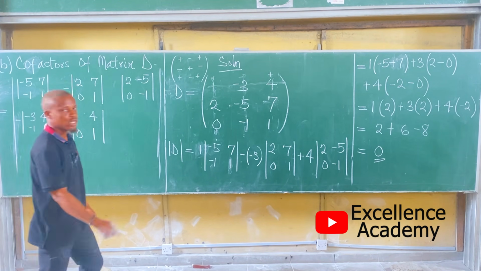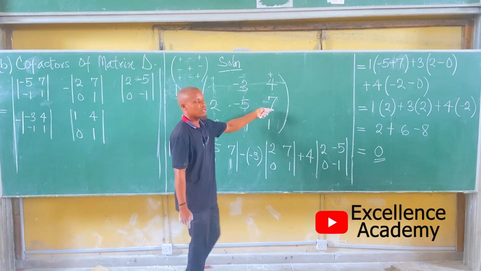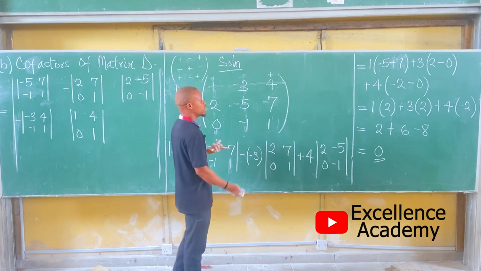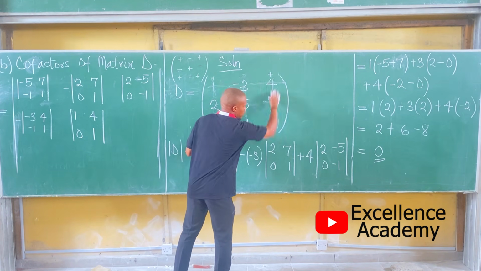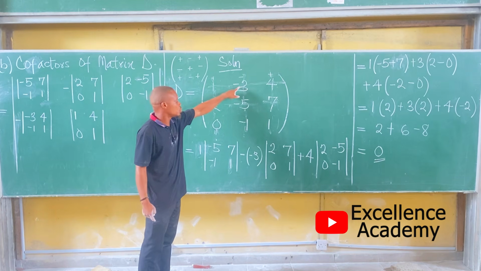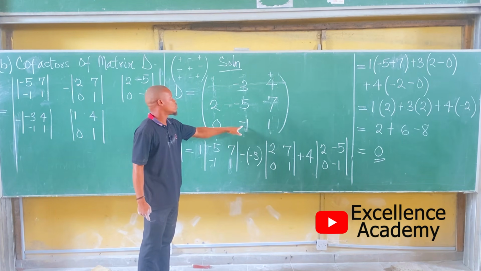We move to our next element there. The next element is what? 7. Cover the row and column on which it appears. It is appearing on my second row and the last column. So the elements left are 1, minus 3, 0, and minus 1.